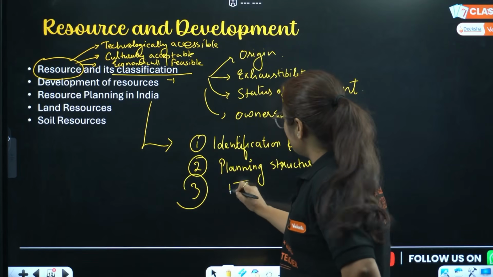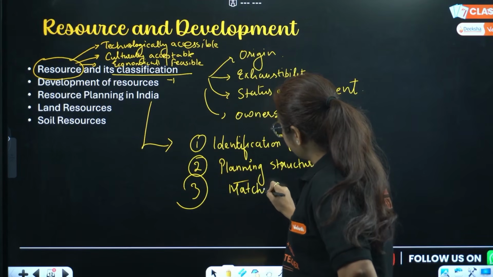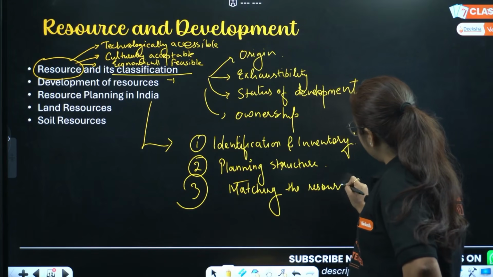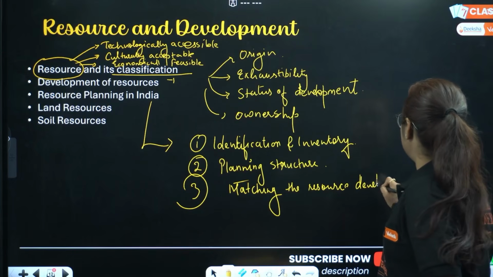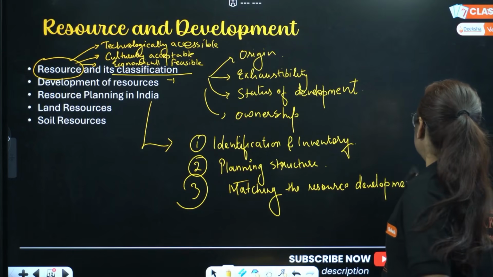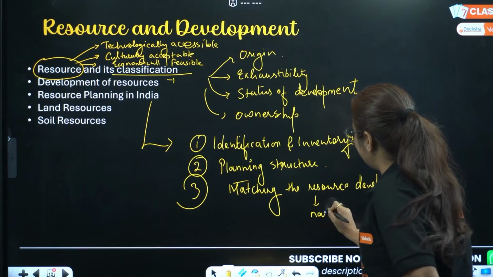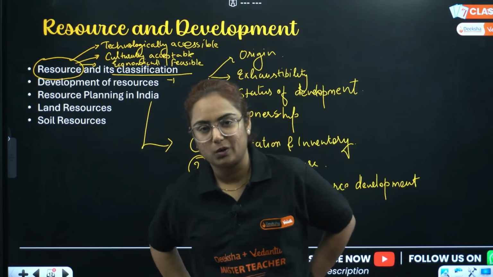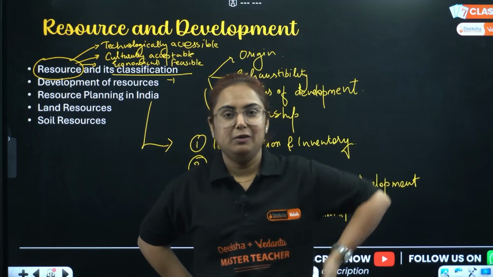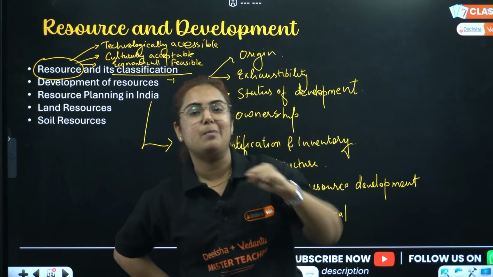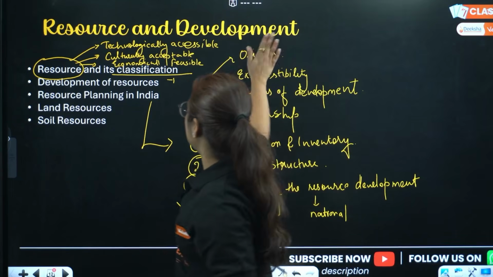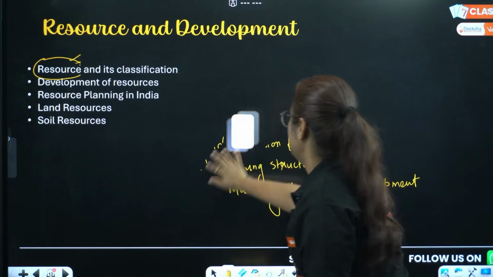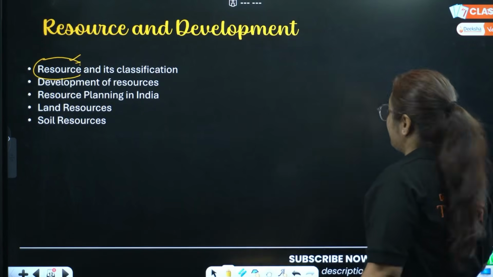Now the last and the most important one, that is matching. What do you match? Matching the resource development plan with the national development plan. It doesn't mean that Jharkhand has so much coal, they themselves use it entirely. No. It will be on the basis of national demand. So resource planning is one of the important topics from this section which can come. I'm sure a question will come from this topic.